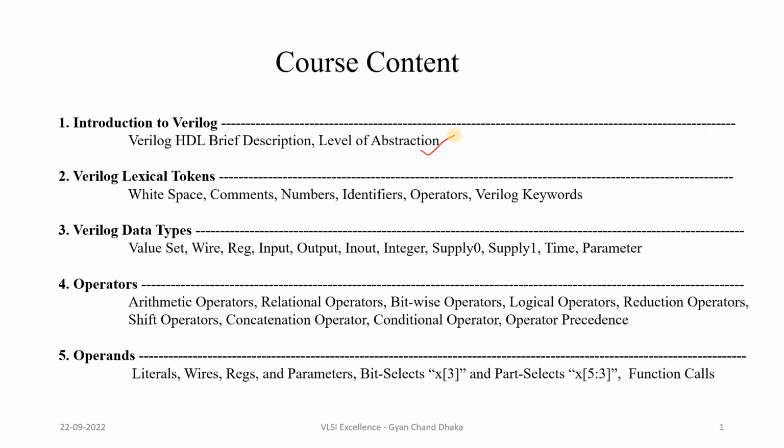In the next module, we will be covering data types, where we will see the value associated with the data and also the data types of some of the Verilog keywords like input, output, or inout, and we will cover data types like wire, register, strobe data type, time, and parameter.